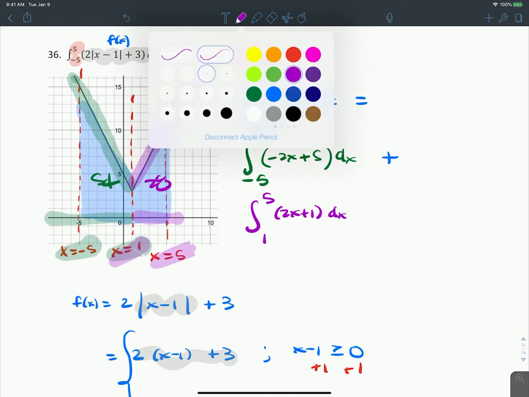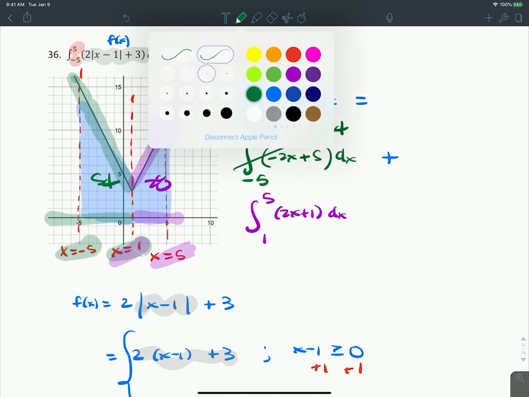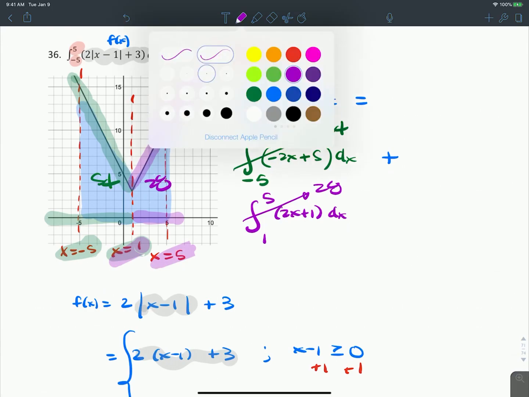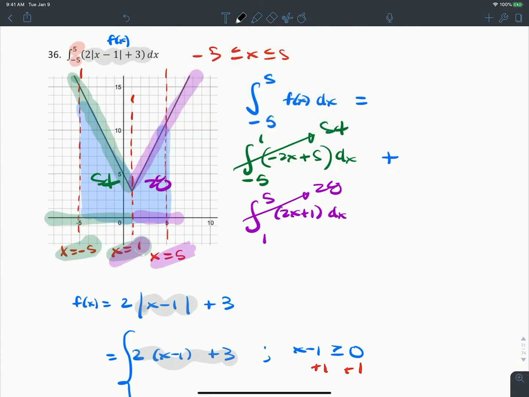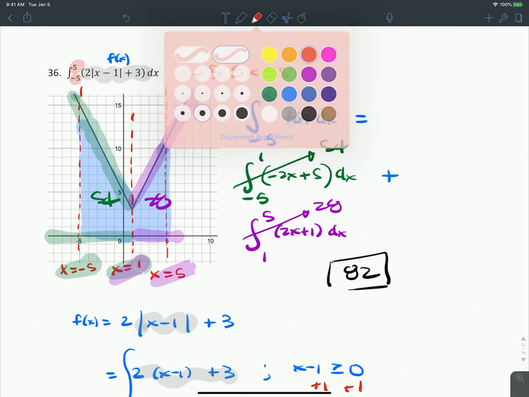So your final answer here is going to be, if we look at this integral, we say, okay, you were 54. And over here, you're 28. So when I add these values, 54 plus 28 is 82. So the total area here is 82, and how you have to integrate this is by using piecewise functions, or the concept of a piecewise function. And you know that when you have the absolute value. The absolute value is right there.